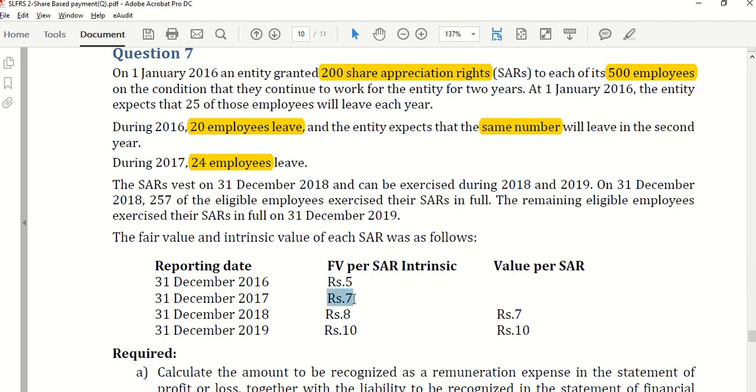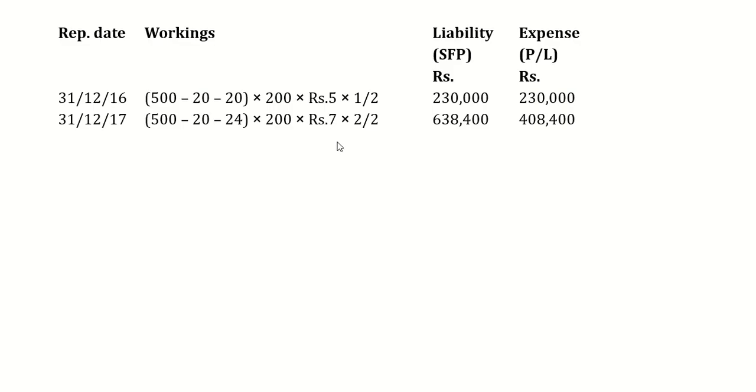Again, you want to remeasure. Now, don't mix this up with the equity settled share based payment. In the equity settled share based payment, you don't remeasure with the reporting date value. You measure it at the fair value prevailing at the grant date. But in the cash settled share based payment, you want to remeasure it using 7. So your liability should be equal to 2 over 2, which means no need to multiply.